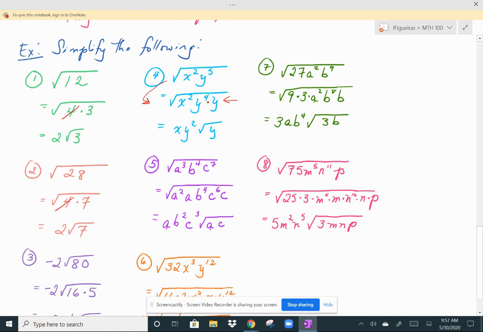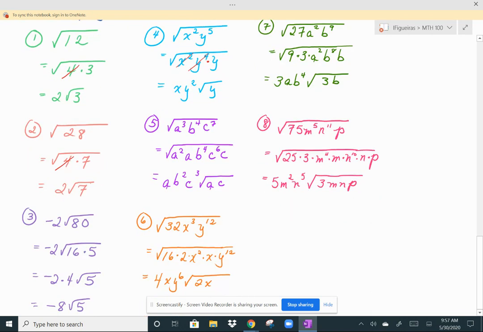Now I'm ready to take the square root of x squared and y to the 4th because they have the even exponents. So the square root of x squared is x, that comes out. Square root of y to the 4th is y squared, that comes out. But the y is not a perfect square, so that stays in the radical. Okay, let's try another one.